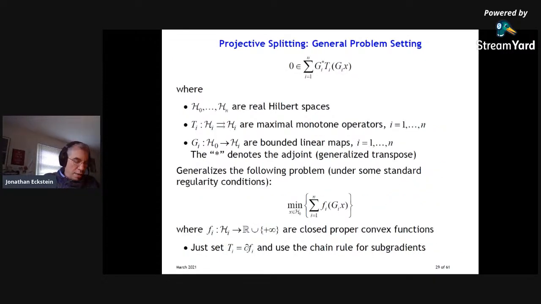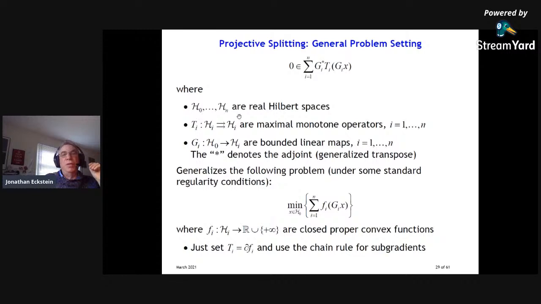Okay, so I'm going to discuss now a different form of splitting, which I originally developed with Benar Svaiter, who is actually in Brazil in Rio at IMPA. This is a little different than the one I originally developed with him. I'm going to talk about a version I developed with Patrick Combettes. So we consider this problem.